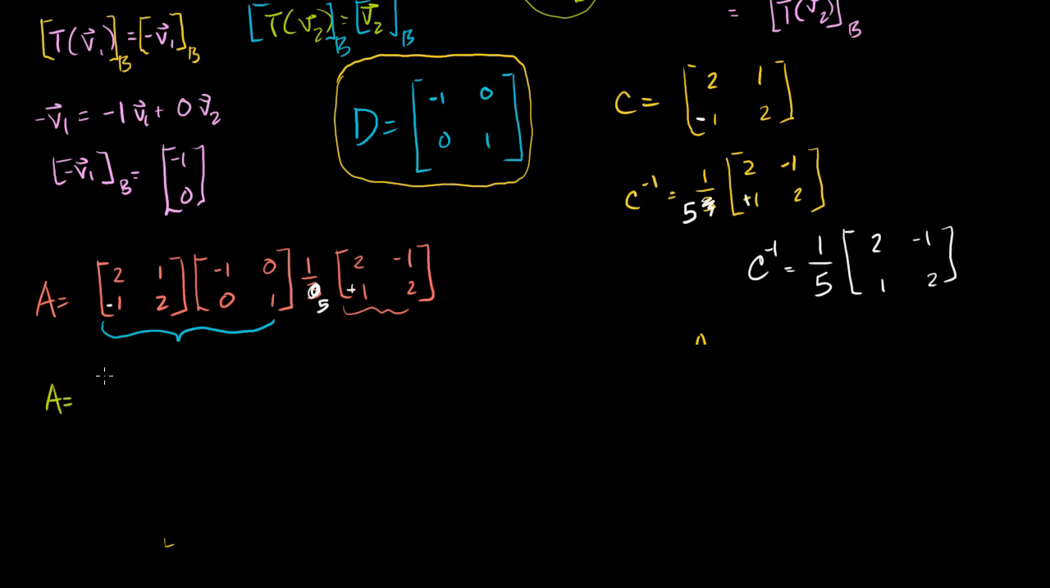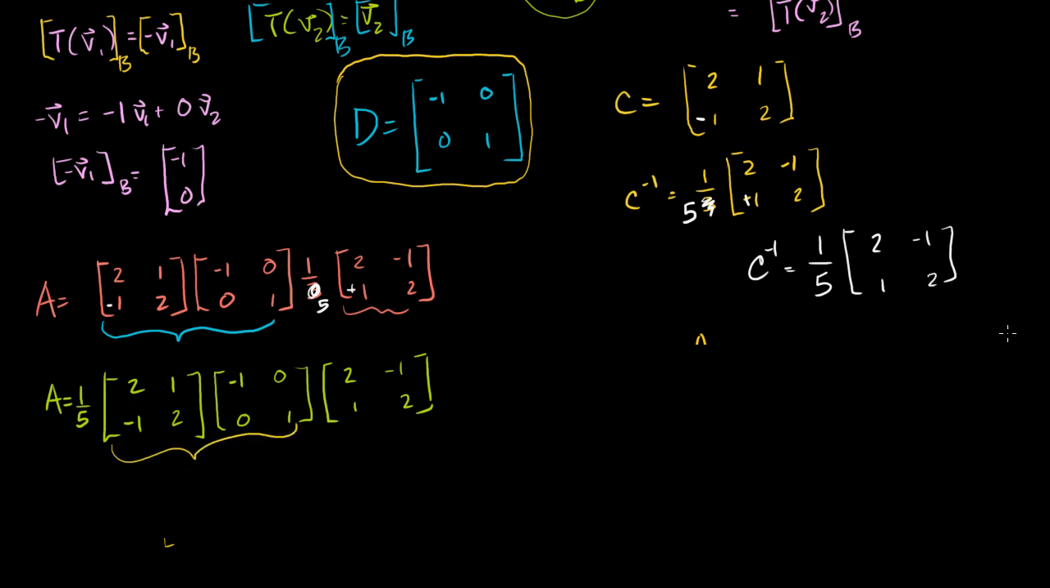So A is equal to, let me rewrite them, 2, minus 1, 1, 2. These are our basis vectors. I forgot that minus sign there. Times our matrix D, minus 1, 0, 0, 1, times 1/5. Let me just write the 1/5 out here. This is C inverse, so we have 2, 1, minus 1, 2. And what is this going to be equal to?